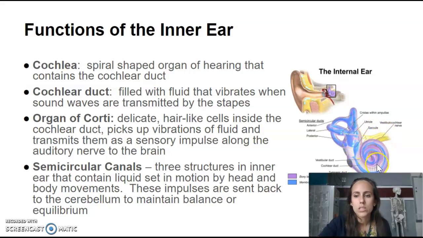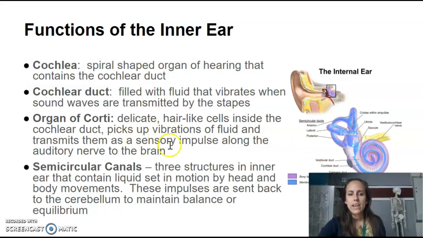Within that cochlear duct area, there's fluid, and that, again, passes on the vibrations that it received so that then it can be picked up by that auditory or cochlear nerve and sent to the brain. Does anybody remember what part of our brain processes our auditory information or our hearing? Yeah, the temporal lobe. You're right. Wonderful. Okay, great.